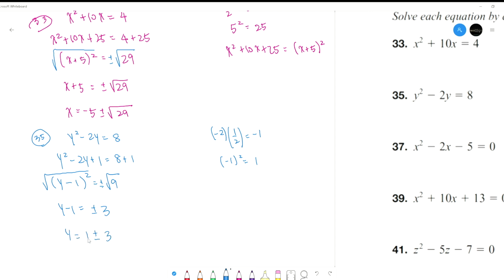Now because 1 is a like term with the 3, we have to actually simplify this. So we're going to get y is equal to 1 plus 3, right, which is y equals 4, or y is equal to 1 minus 3, so y is equal to negative 2. Two solutions, y is equal to 4 or negative 2. Did everyone get that last part?